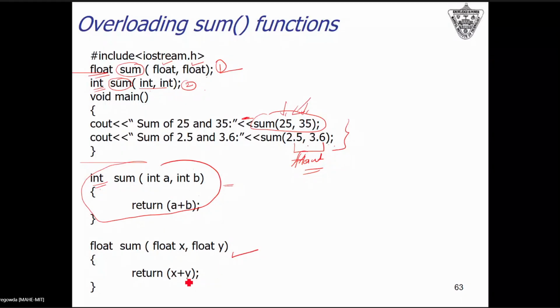In this case, you are going to find the sum of these two floating point numbers, and the value will be returned and displayed on the user screen by the cout object. So this is how I can overload the functions. That means the same name can be used for more than one function, where their return types, the number of arguments and also the argument types should be different.